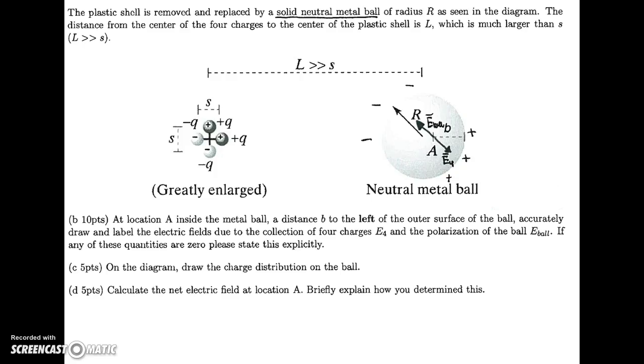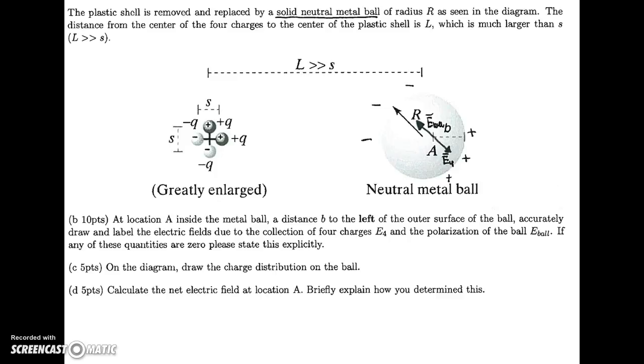For the next part, the plastic shell is removed and replaced by a solid neutral metal ball of radius r, as seen in the diagram. The distance from the center of the 4 charges to the center of the ball is L, which is much larger than s. And for part B, at location A, inside the metal ball, at distance b to the left of the outer surface of the ball, accurately draw and label the electric fields due to the collection of the 4 charges, E4, and the polarization of the ball, E ball. If any of these quantities are 0, please state this explicitly.